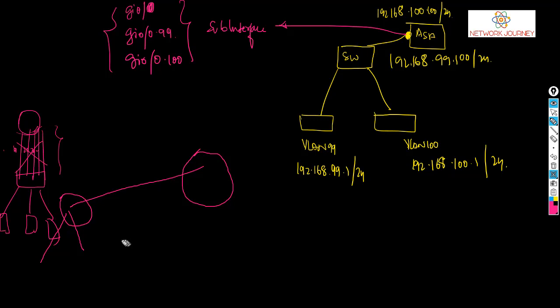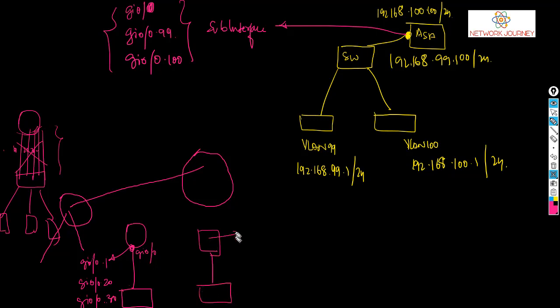What was the second method? The second method was to create sub interfaces. If I have a physical interface, I can create multiple sub interfaces, something like this. So basically for a couple of VLANs I can create sub interfaces, and I just need one physical interface. The third option was something called SVI, which is nothing but making your VLANs act as L3.